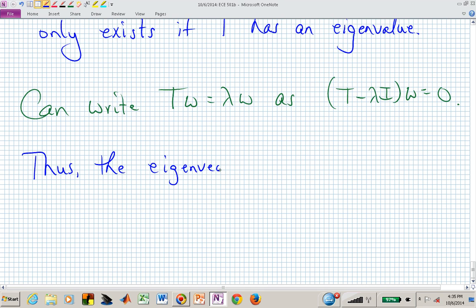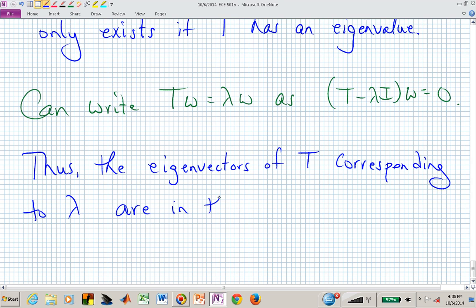Thus, the eigenvector of T, again, corresponding to that particular eigenvalue, lambda, or maybe I should say the eigenvectors. We may have multiple eigenvectors. The eigenvectors of T corresponding to lambda are in the null space of T minus lambda I.